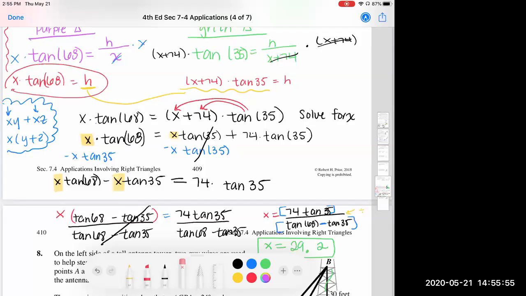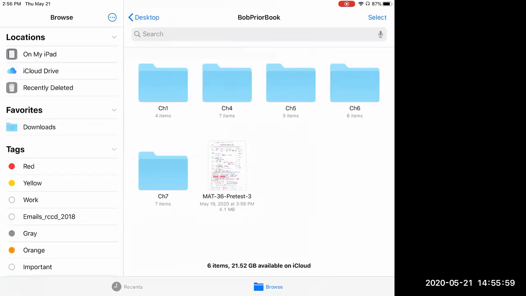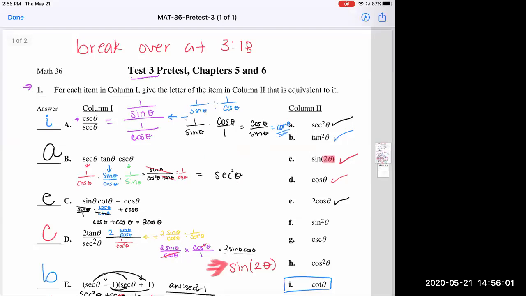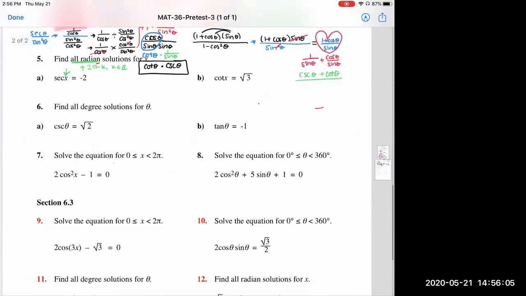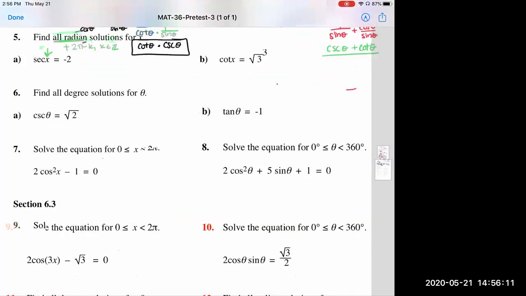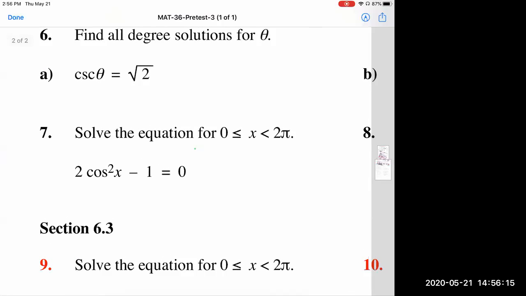All right, where are you? Here you are, pretest. So we stopped at 6. Our question says to find all degree solutions for theta. We also skipped over 3B.